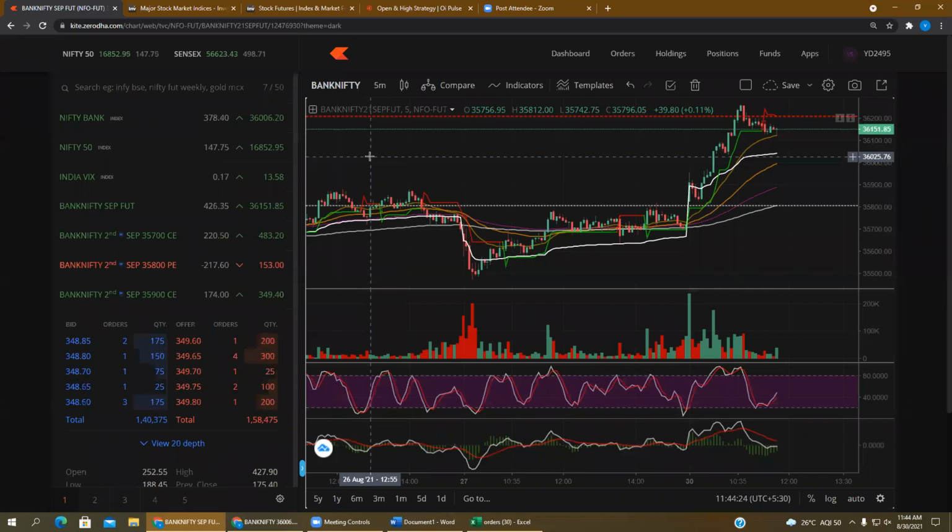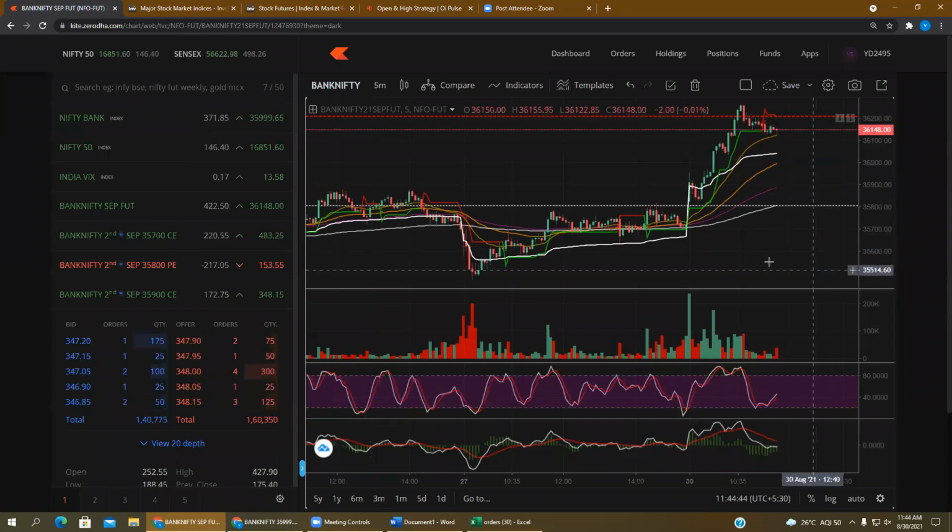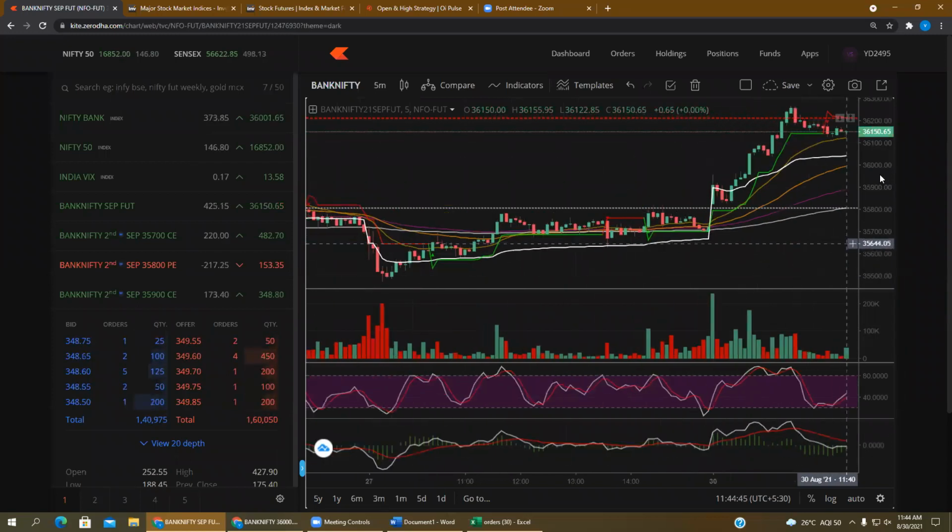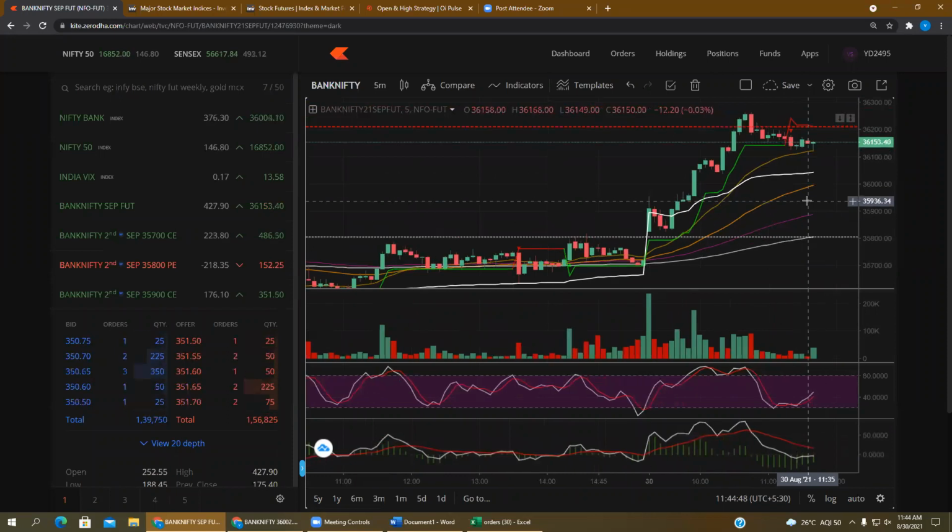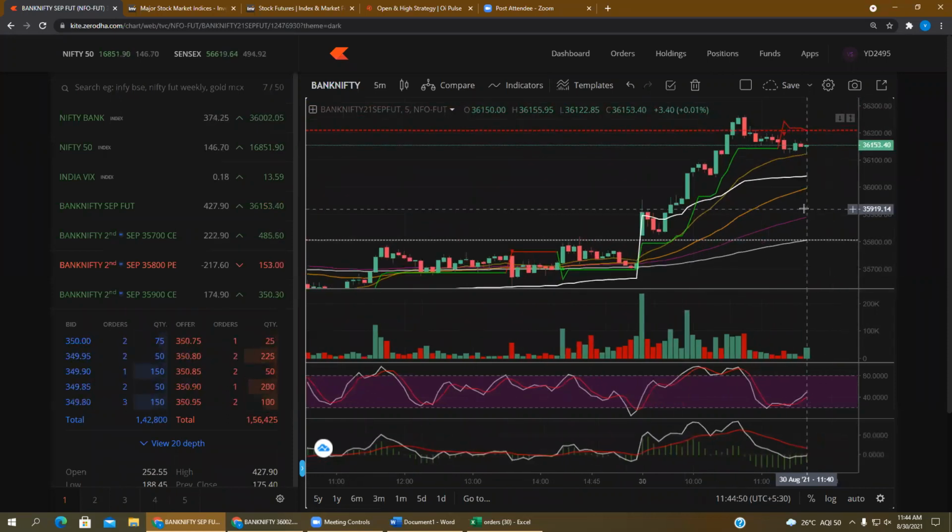Yeah, it took a support at 20 MA. Now it's consolidating. No, it did not, Vinay. Why did it not? Because, see, Vinay, volume, you have to understand volume also, how volume works.